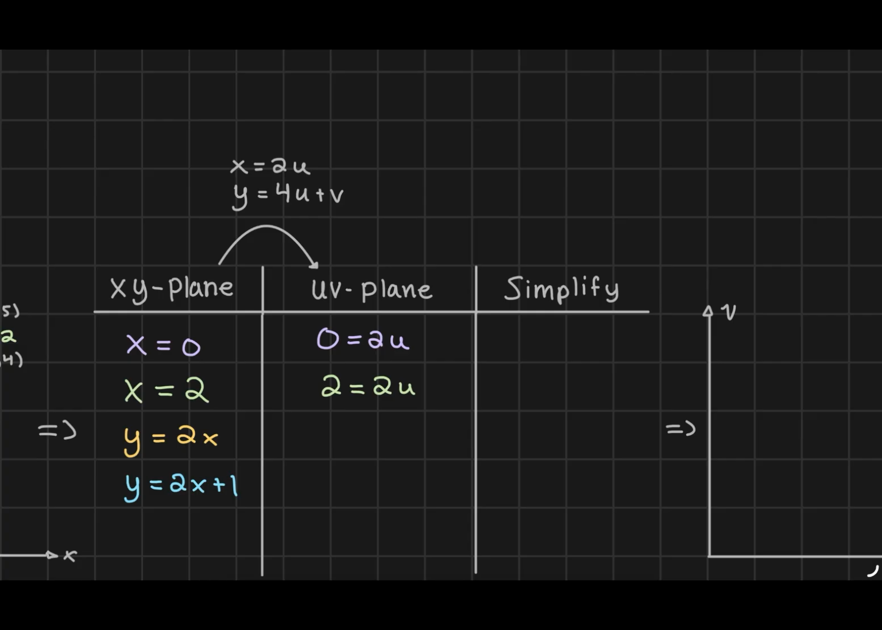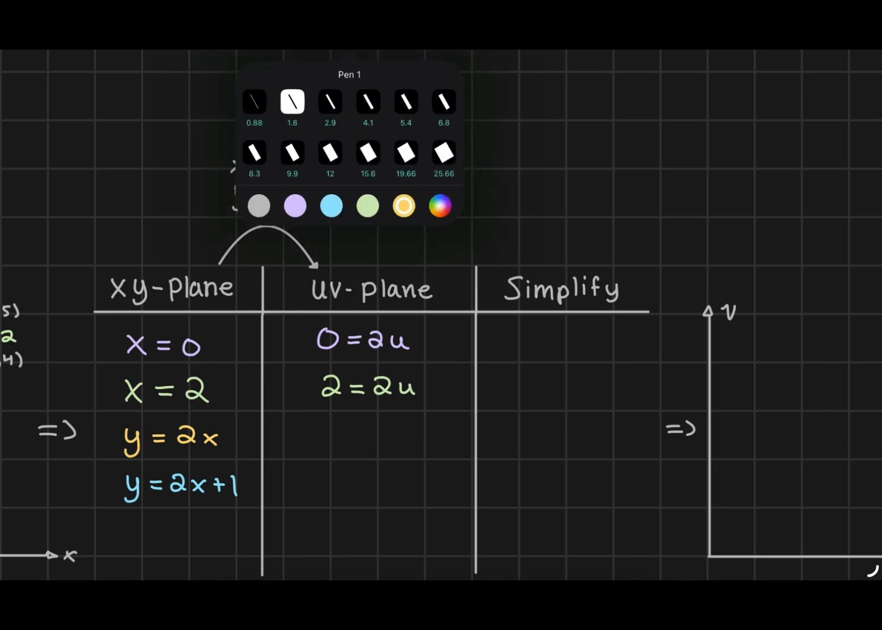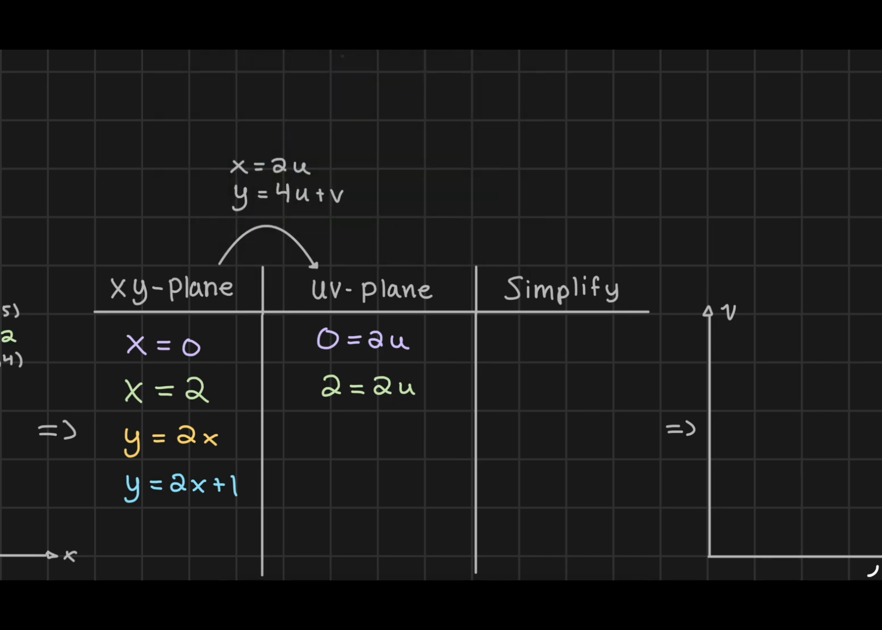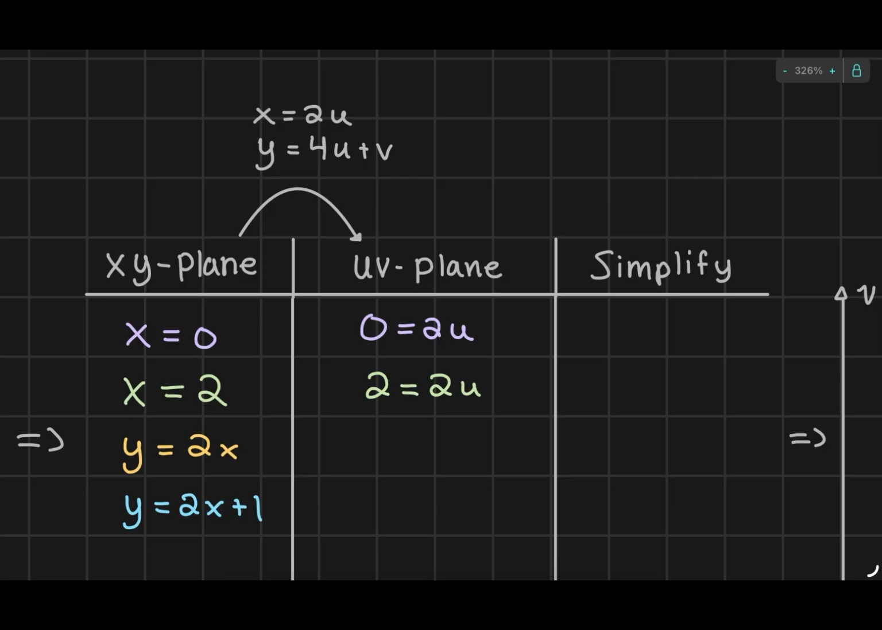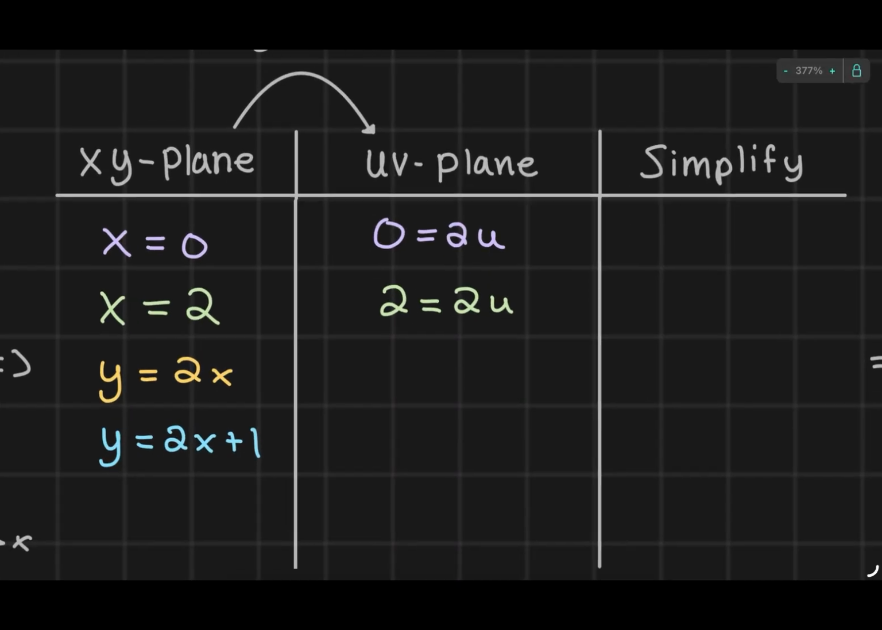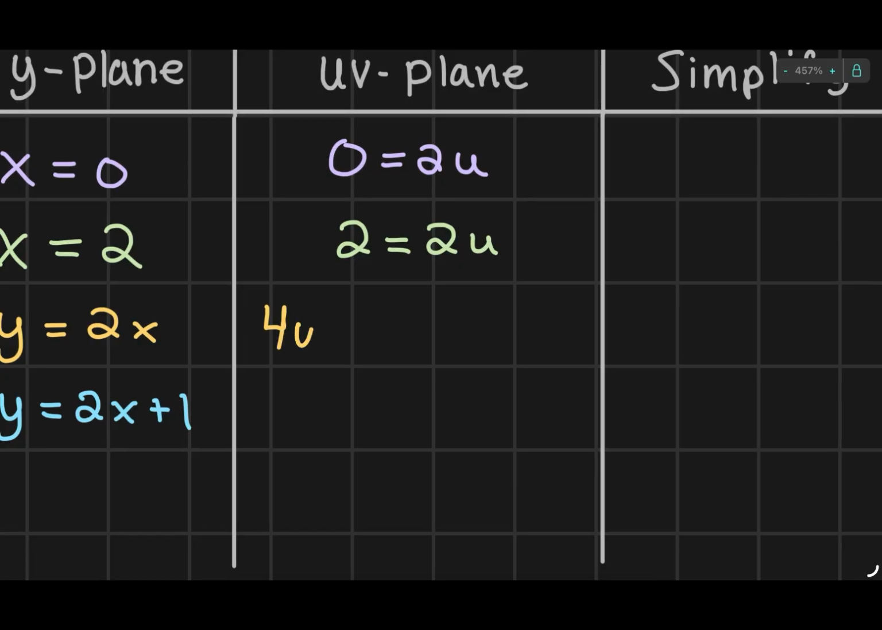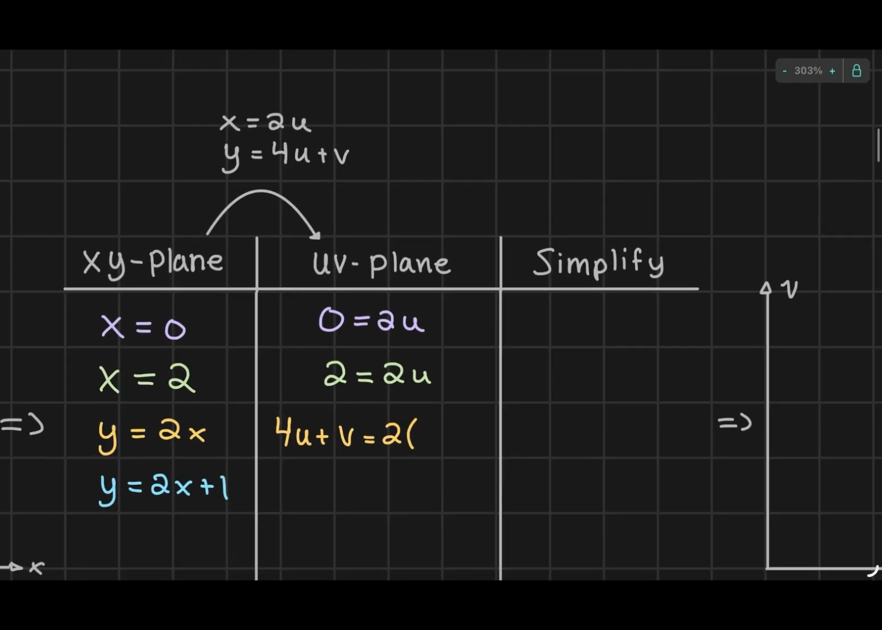And perhaps a little bit more complex, what are we going to be doing for this one? We're going to be plugging in both of our transformations. Our left side, our y, we're going to put as 4u plus v. And our right side is going to be 2 times our x, which is 2u. So writing this down, we're going to have 4u plus v equals 2 times our transformation over there, 2u.